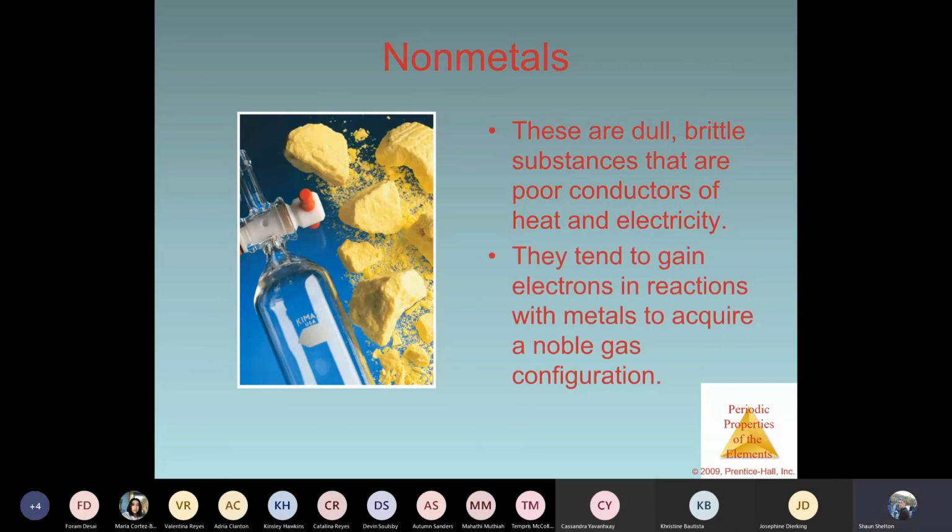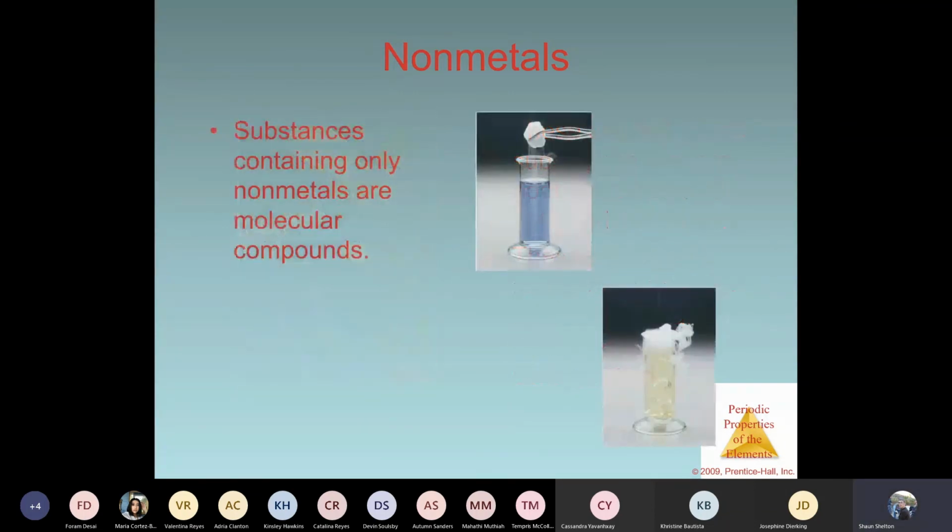That's why if you ever buy a house and you look at the glass windows that it has, you want a double pane window. The double pane window in the middle of it has a gas that does not allow heat to pass across it, so it actually is an energy saver for your house. So substances containing nonmetals are molecular compounds. Most nonmetal oxides are acidic.